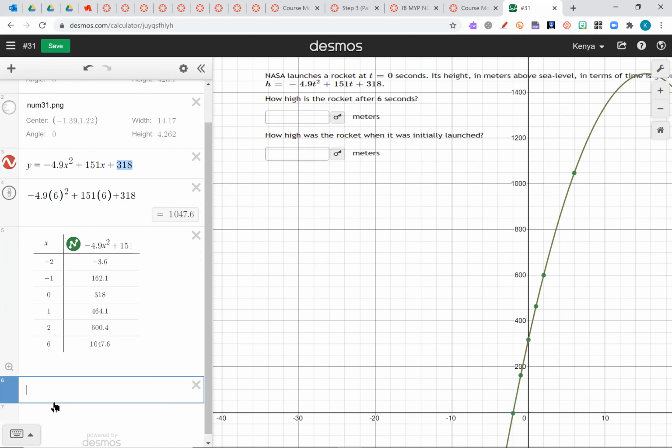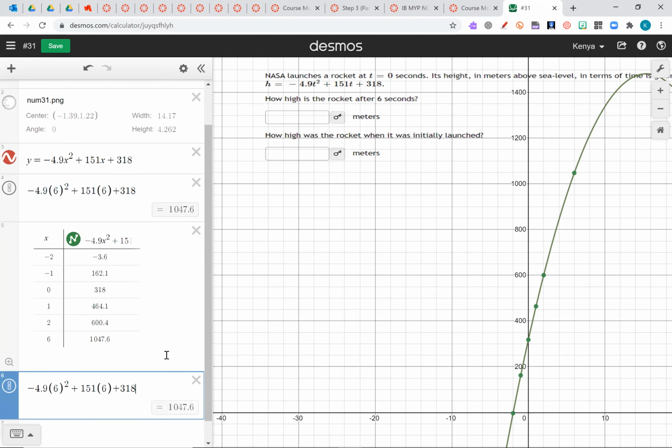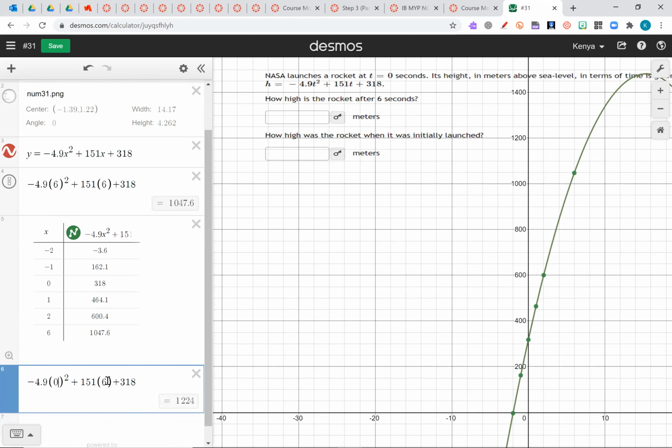So now let's go one more step and show you how to solve this algebraically. If I want to know what the initial height is, I simply let x equal 0. So I copied the function, and everywhere I saw an x, I'm going to turn it into a 0, and voila, there goes our answer, 318 meters.